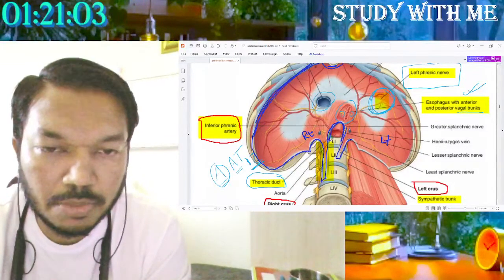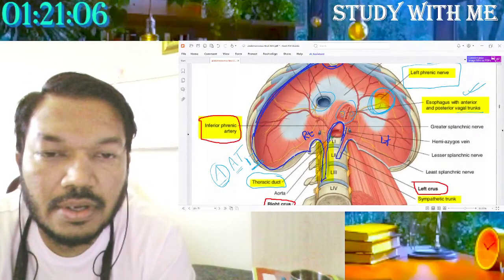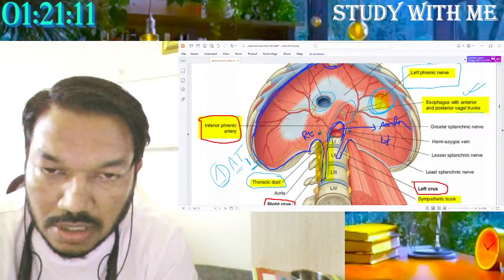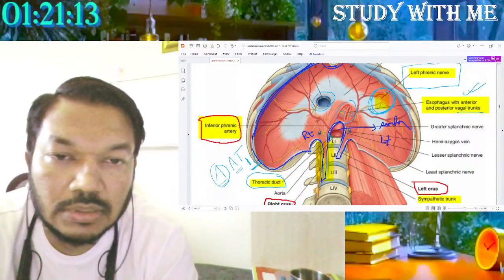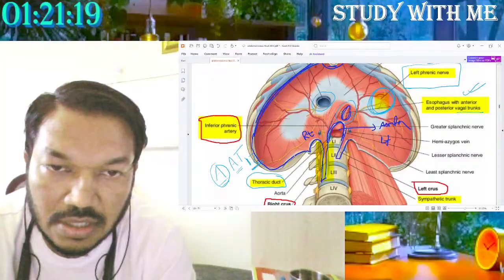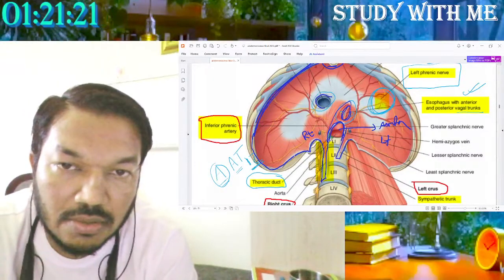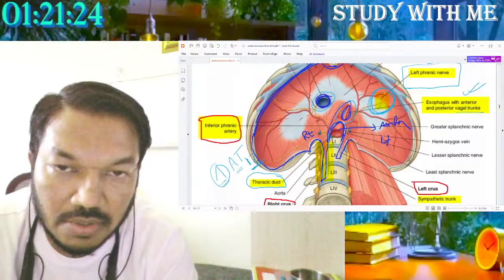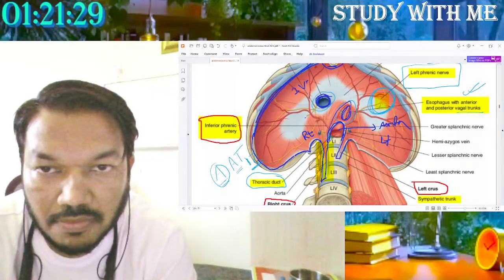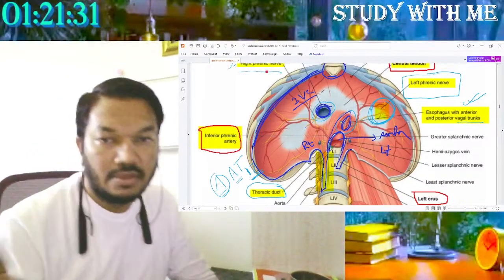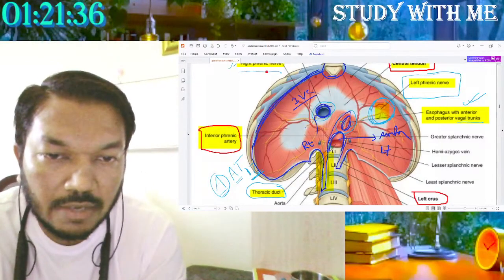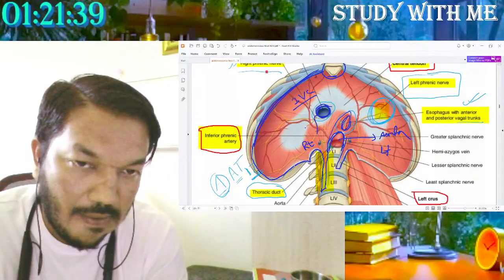And here we have one opening. This is the aortic opening. It remains in the posterior part of the diaphragm. Then we have the esophageal opening. It remains in the right crus of the diaphragm. And here we have the central tendon of the diaphragm, with the vena cava opening, the inferior vena cava. With the inferior vena cava, we have the right phrenic nerve. With the esophagus, we have the vagus.